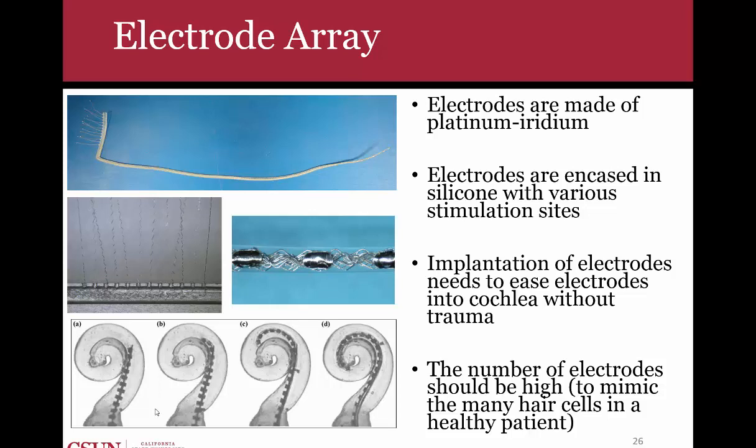Here's a good picture on the bottom here of how this is actually implanted in a human. So this is the cochlea shape. This is the electrode, and you can see that as it's inserted, it has to form along this shape. And so that's something that you have to consider when you're designing these things.